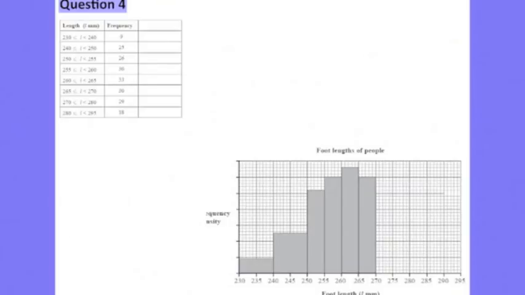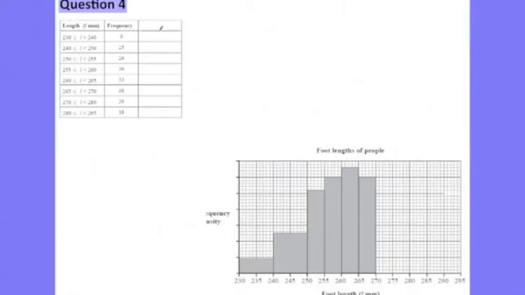Question number 4. A shoe manufacturer measured the length, L millimeters, of 200 people's feet. The results are summarized in the table below. The incomplete histogram shows the information about these data. So we don't know what our scale is here. So first part is to identify the scale.